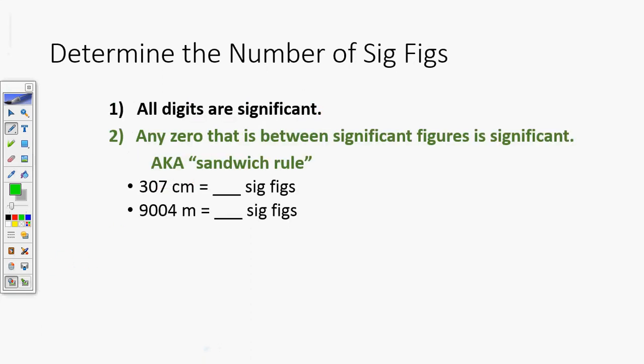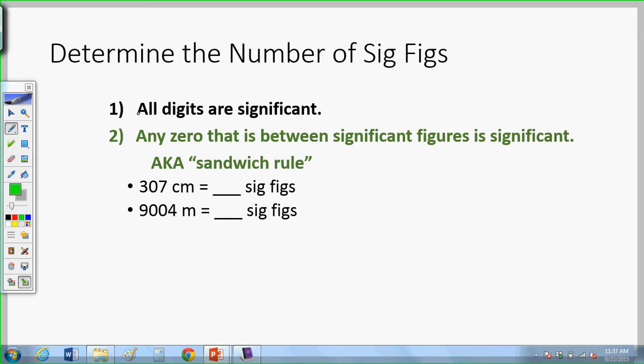In the second rule, I'm going to still apply the first rule, but in addition to that, I'm going to say that any 0, so we're going to start talking about this idea of something that's not a digit, a 0, is going to be significant if it's between significant figures. So that would be something I call the sandwich rule. Let me show you how that applies. For example, let's take a look at this measurement, 307 centimeters. I'm going to apply rule number 1, which is all digits are significant. So I'm going to put a check mark above any number that's a digit, 1 through 9. So the 3 is a digit and the 7 is a digit.